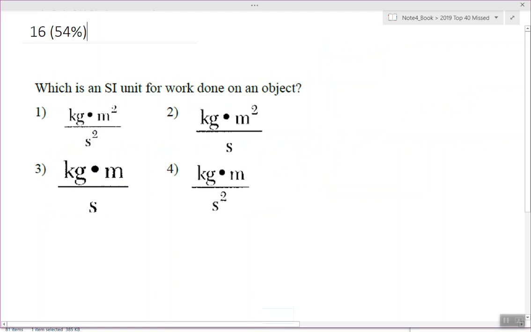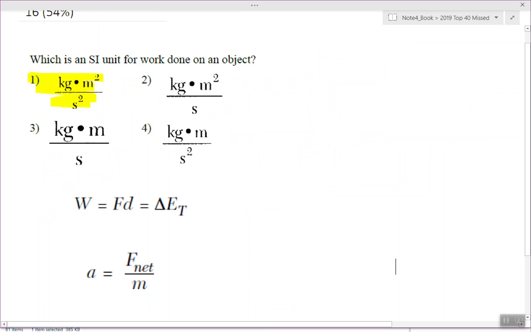Question 16. 1. Let's think about what equation we would use. Well, work is force times distance, and force is kind of like m times a. So work is like m a d. That's going to be kilograms meters per second squared times meters, which is going to be kilograms meters squared per second squared.